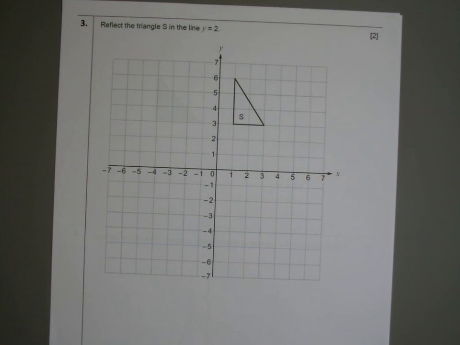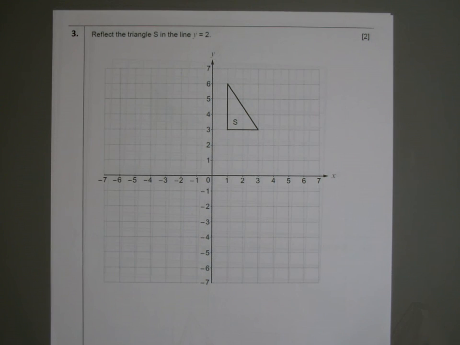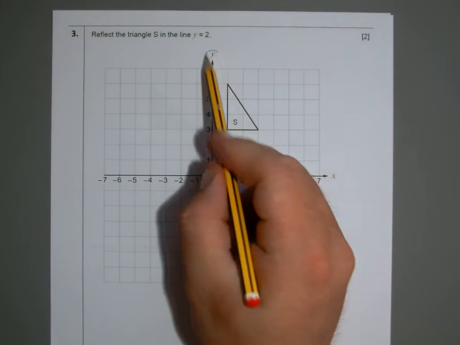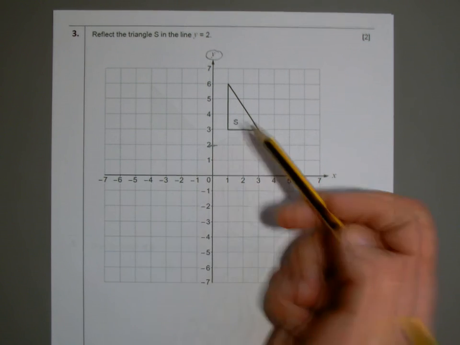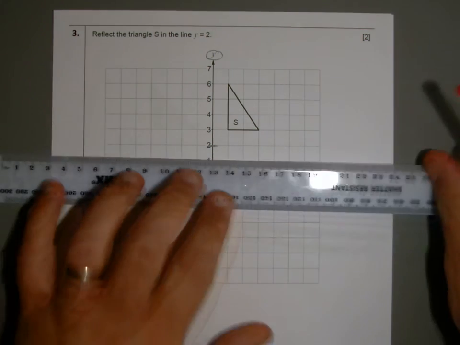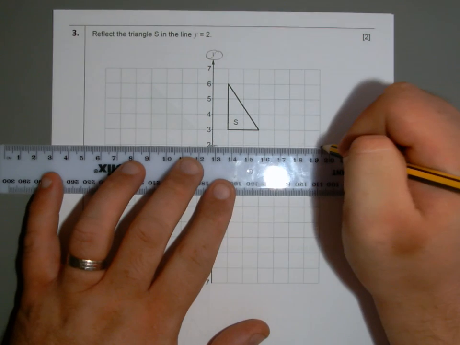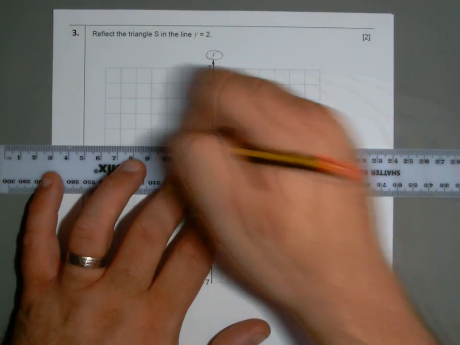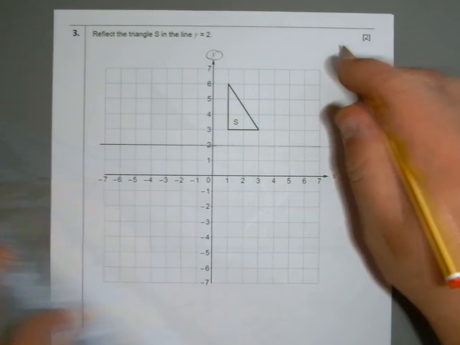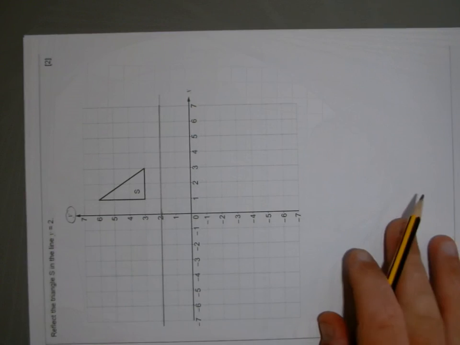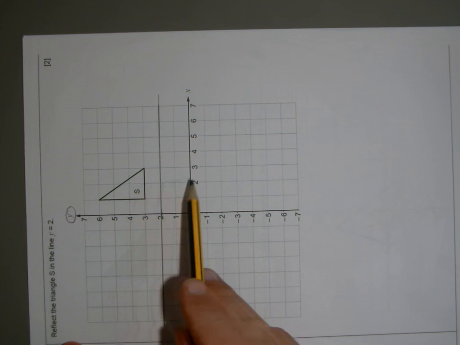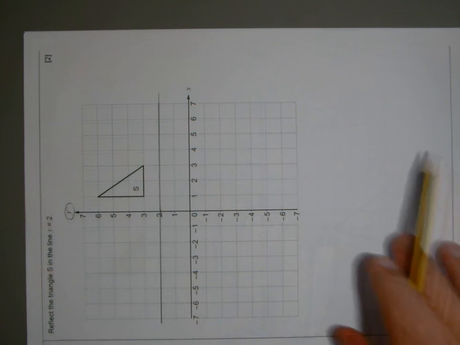Right, now the next one, reflect the triangle S in the line y equals 2. So how do I draw the line y equals 2? Well, identify the y-axis and go to where y equals 2 and put a mark through it, and we're going to draw a line through y equals 2. So it's going to be a horizontal line, and y will equal 2 at every point on this line. So there is your mirror. Now if you find it easier, you could turn it around and reflect that side of the mirror if you prefer to see it that way.